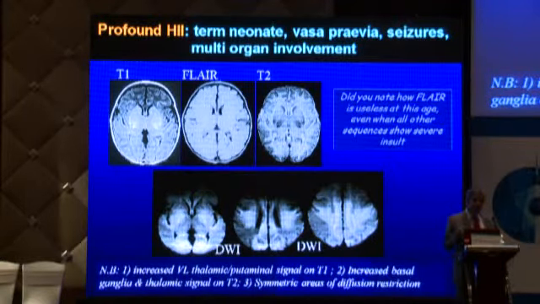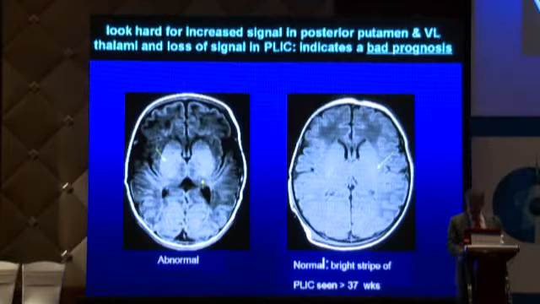Now remember that FLAIR is fluid attenuation inversion recovery, which attenuates free water, like the CSF and the ventricles. It doesn't attenuate the bound water within the white matter. So it is not of great use to us at this age when white matter is not myelinated. FLAIR becomes important after 2 to 2.5 years of age when the white matter is almost completely myelinated. So that is a very important thing to remember.